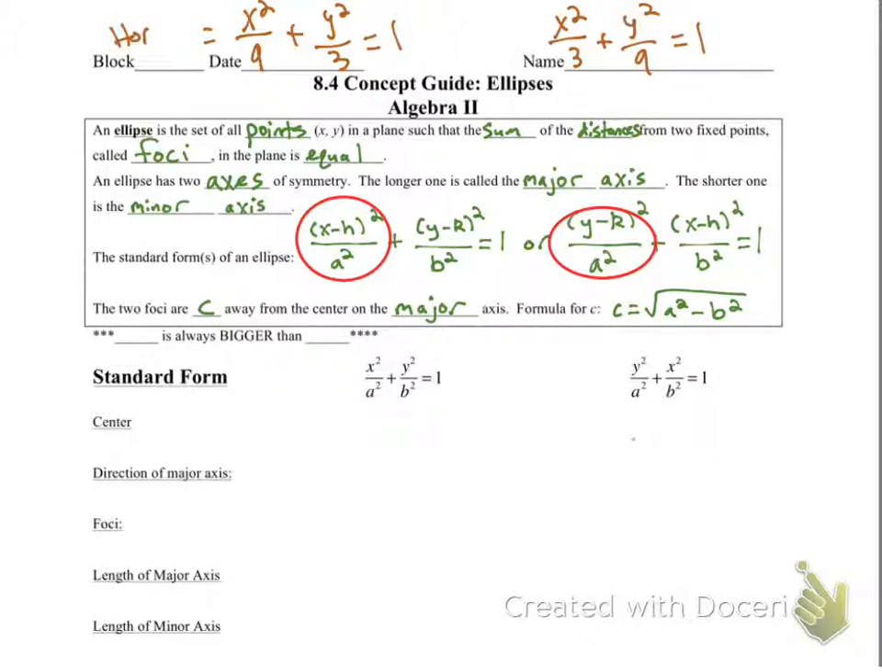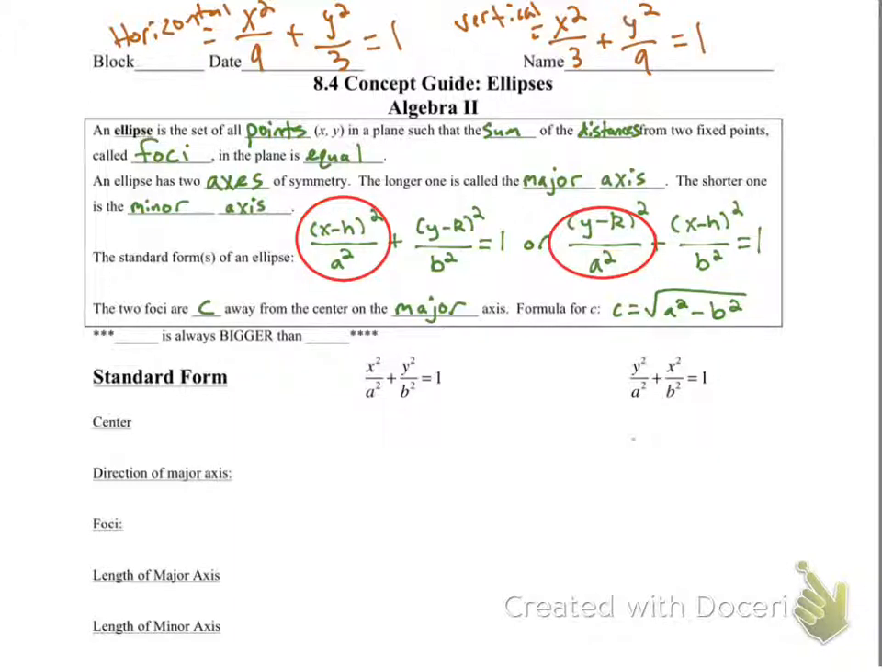Alright, that's because, hold on, writing this down, because the bigger number's underneath y. Y, vertical, up and down. Alright, that's what it's telling us.